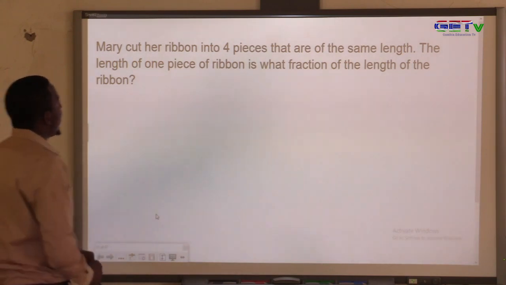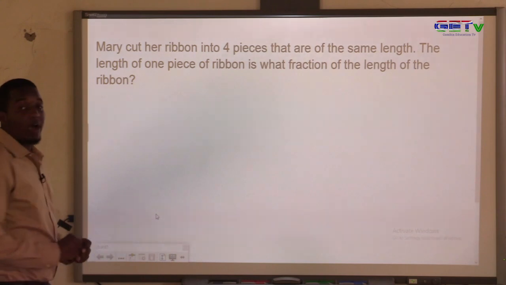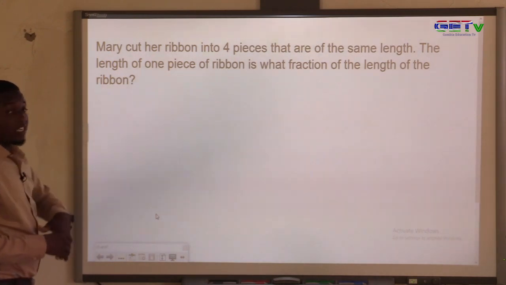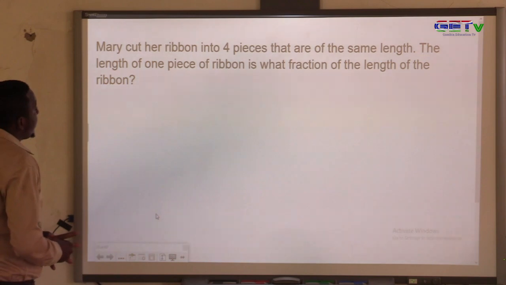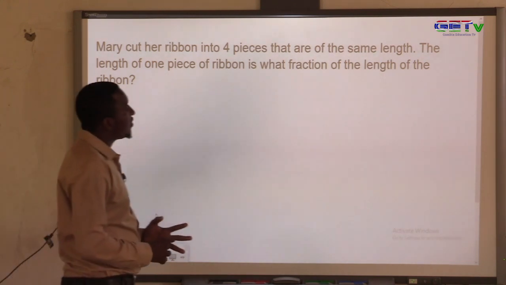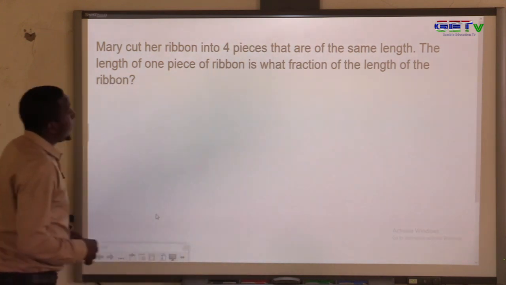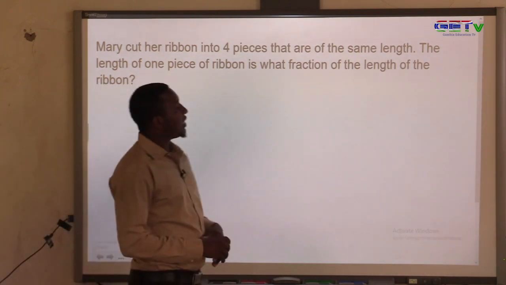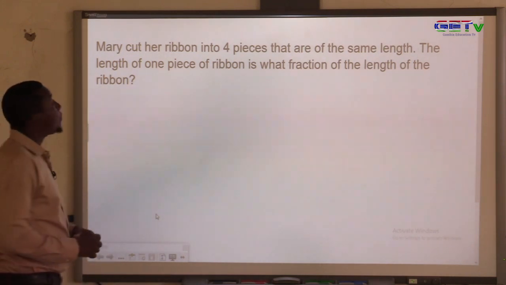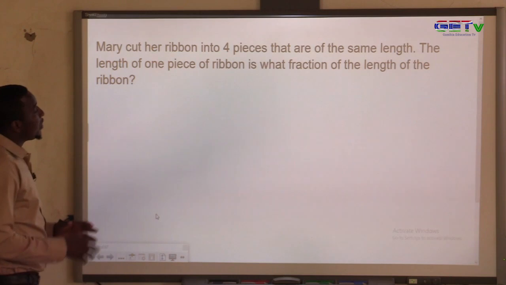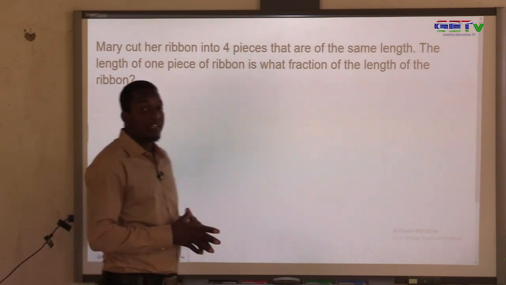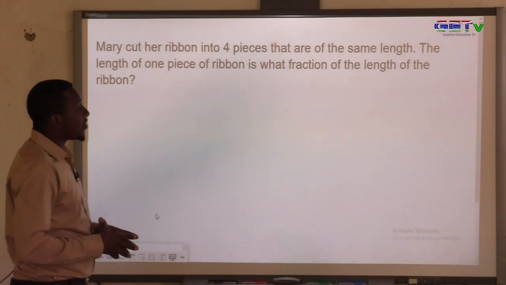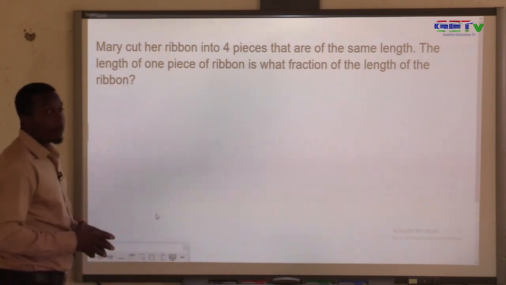All right, here we have a word problem. Still remember we are on fractions, so we are dealing with word problems on fractions. It reads: Mary cut her ribbon into 4 pieces that are of the same length. The length of one piece of ribbon is what fraction of the length of the ribbon? I will read the question again. Mary cut her ribbon into 4 pieces that are of the same length. The length of one piece of ribbon is what fraction of the length of the ribbon?